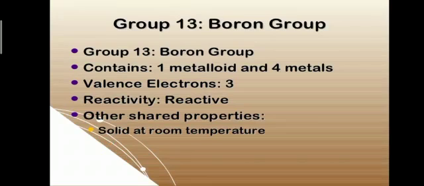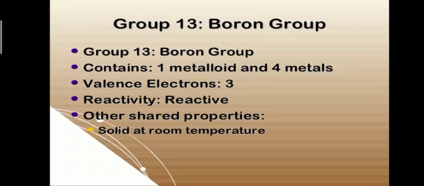The next one is group 3, which is called the boron family because it starts from boron. All of the members of this family contain 3 valence electrons because they belong to group 3 and have similar chemical properties. They contain one metalloid and 4 metals. The valence electrons are 3.